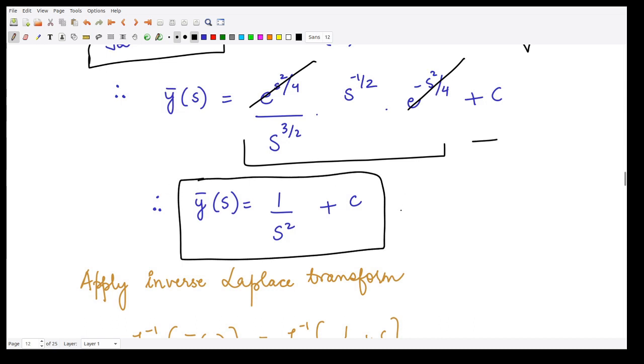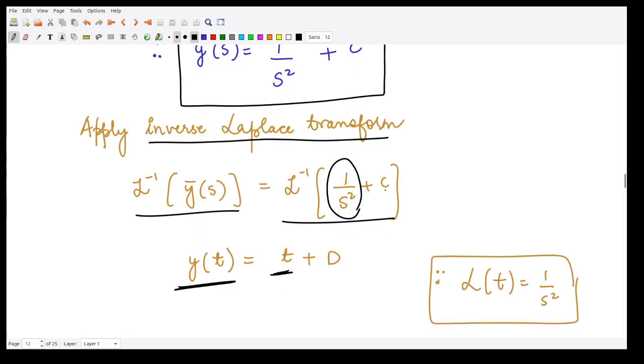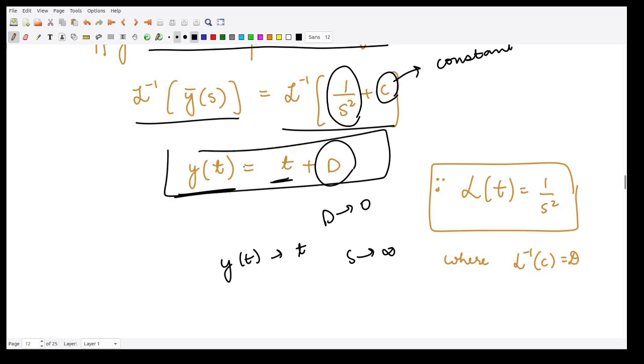So now the next task is to apply inverse Laplace transform on both sides. When you apply inverse Laplace transform, you obtain this expression as y of t, and here you obtain the Laplace inverse of this term to be t, and the Laplace inverse of c, where c is this constant of integration. So it could be another constant, you can write that by d, and actually this constant would tend to 0 because your y of t will tend to t whenever your s is going to infinity, right? So this is your final solution.